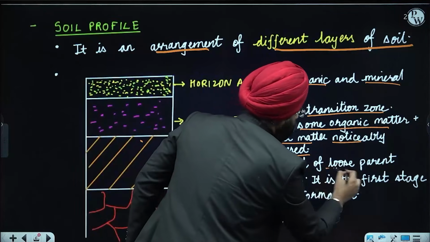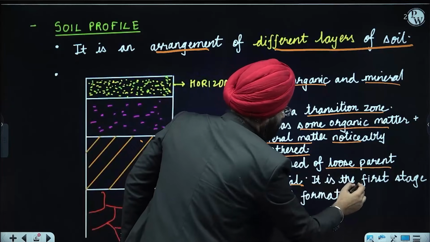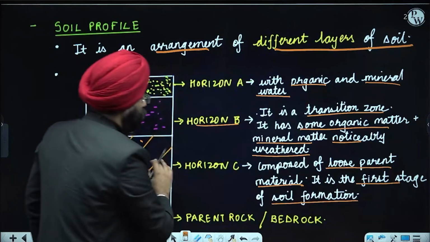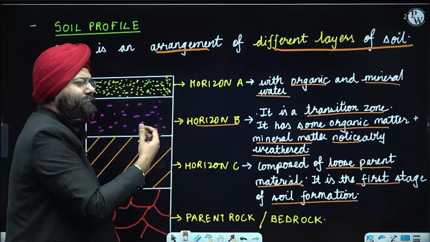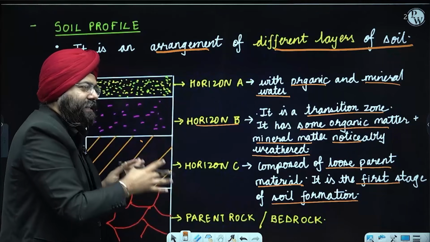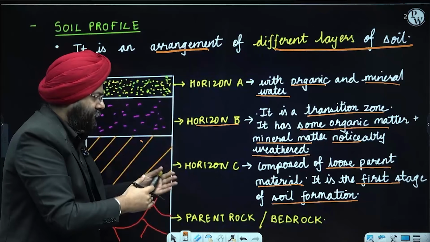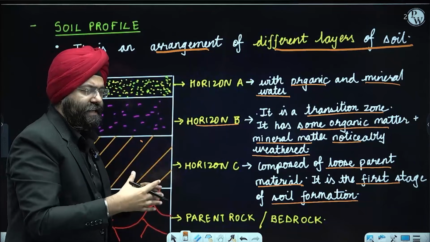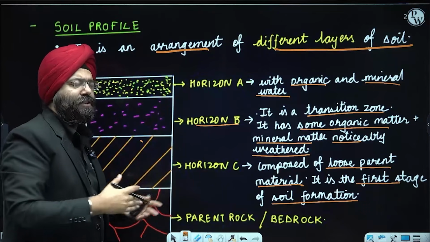It is basically loose parent material. It is the first stage of soil formation, where you realize a little bit of weathering activity is associated here. And below this is the parent rock or the bedrock. In certain books, it is known as horizon D, but certain books simply mention it as parent rock.